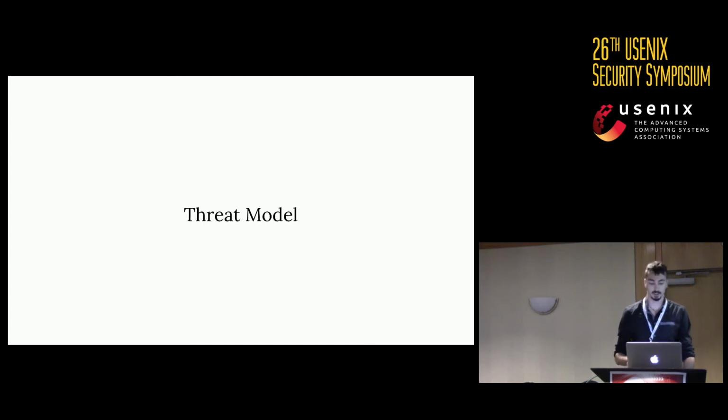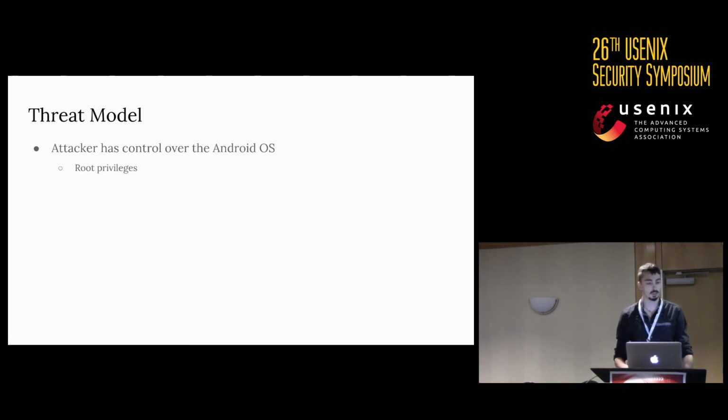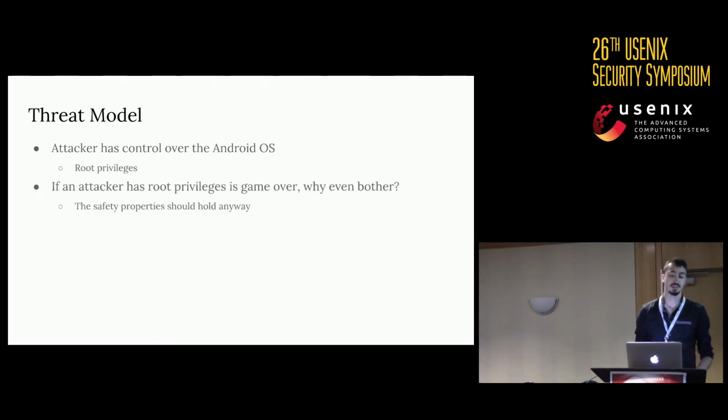So let's see the threat model that we use in this work. We assume that an attacker has control over the Android OS, which basically means that she has root privileges. So one may ask, okay, cool, but if an attacker has root privileges, it's game over. Why even bother? Well, the safety properties that I mentioned right before should always hold, no matter how powerful is the attacker.